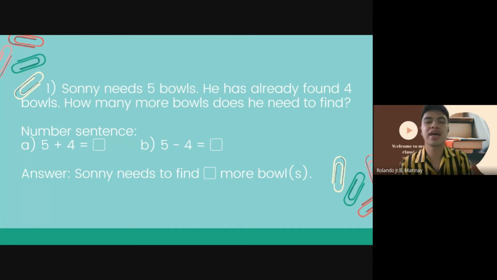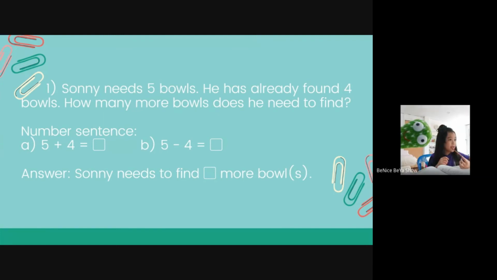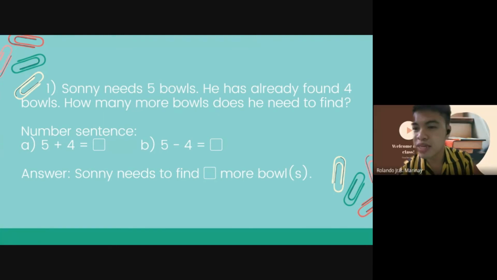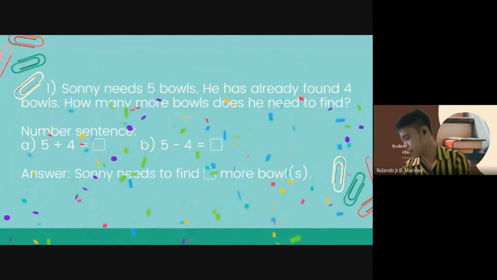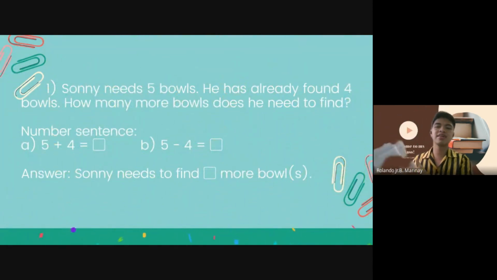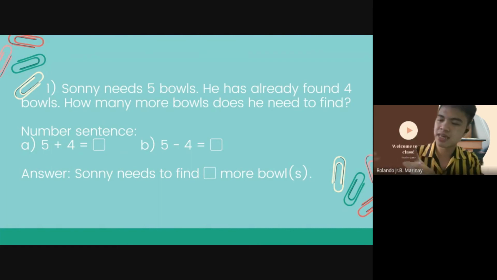Teacher Lance gave some choices. We have A, 5 plus 4 equals box, or B, 5 minus 4 equals box. So what do you think is the answer? B? Oh, somebody said the answer. Very good. That is 5 minus 4 equals box. So you're going to write it on the lines here in your book.